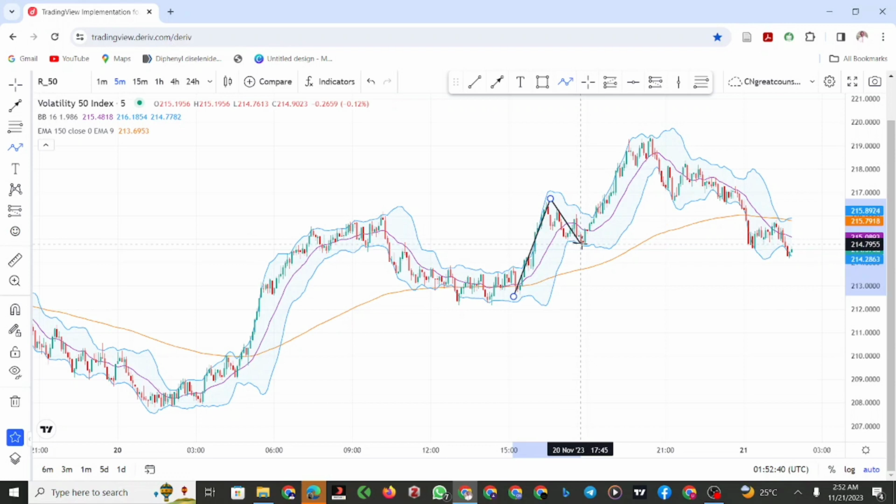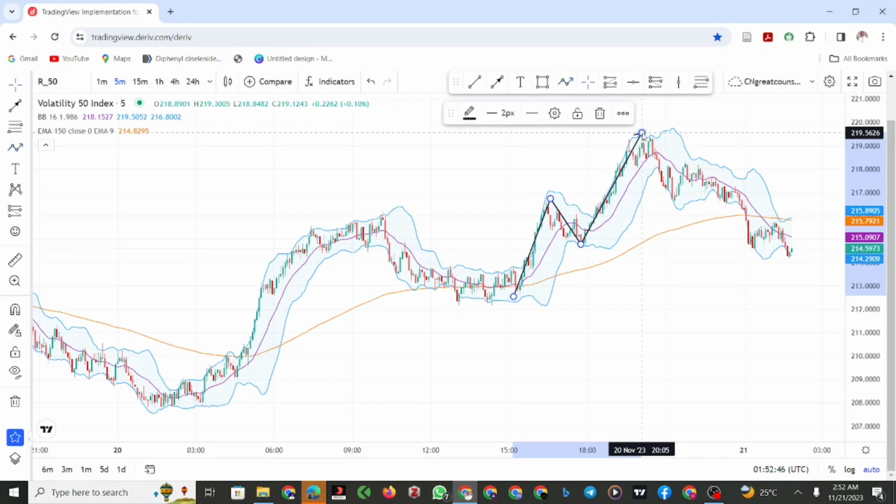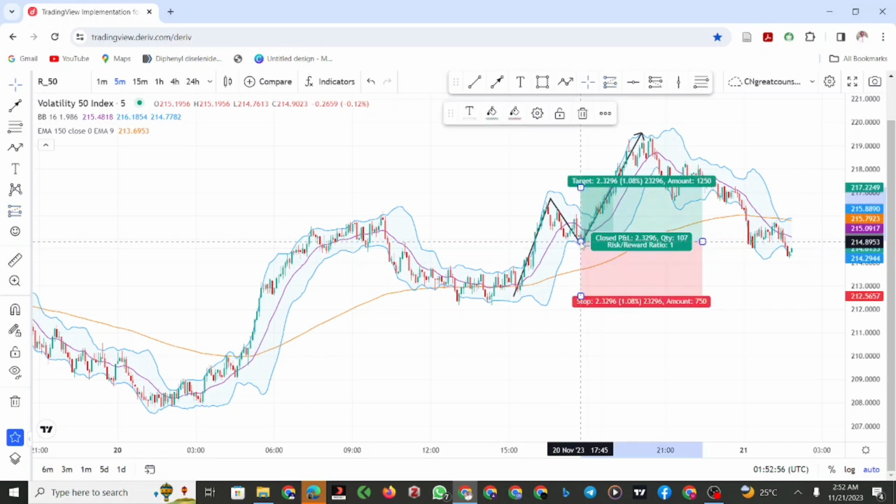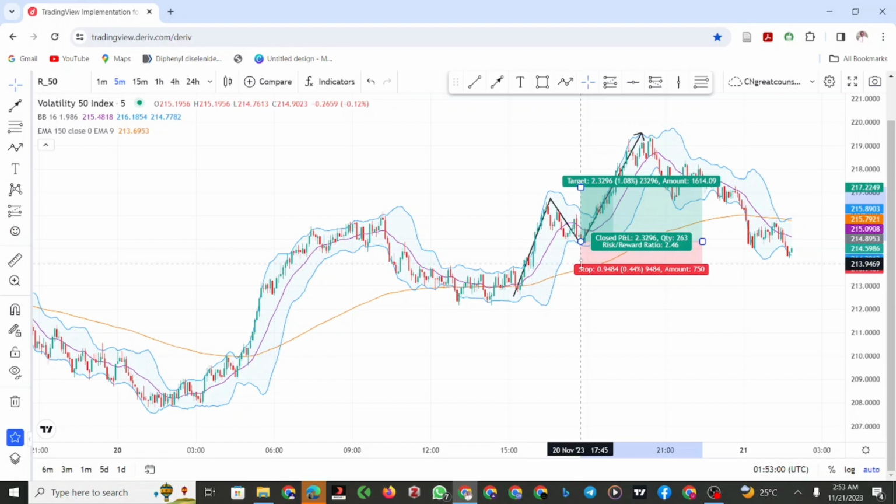Now this was supposed to be your entry, and then you take your trade up to that side. This is where we were supposed to get into the trade, this point right here, and then your stop loss is going to be just below this.